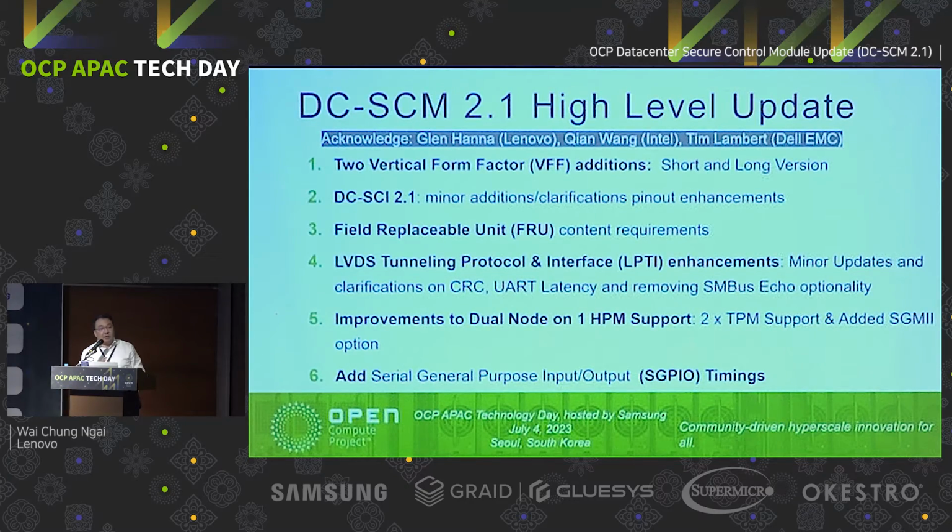We do have some drafts available right now. When everything is ready, it will be published on the OCP website under these sub-projects.